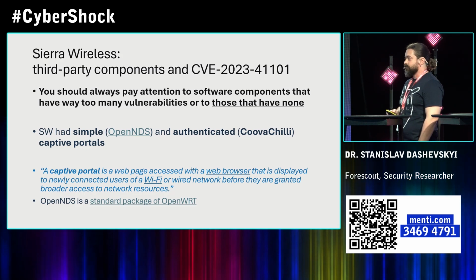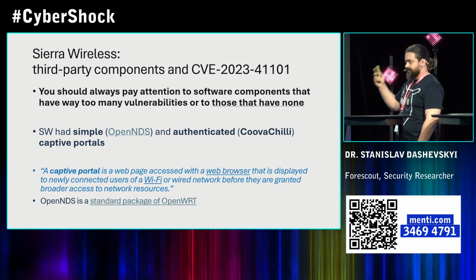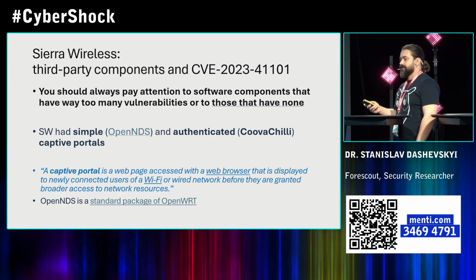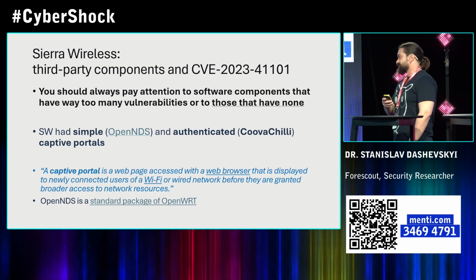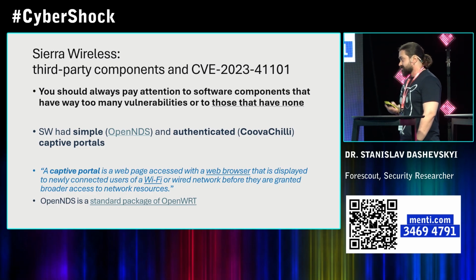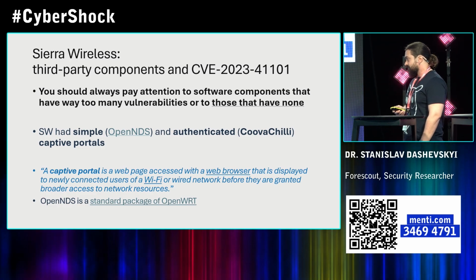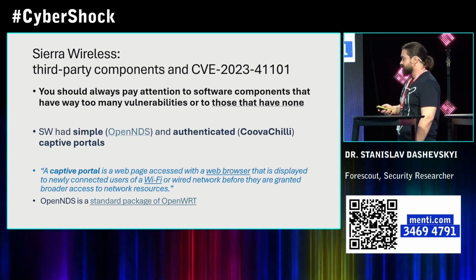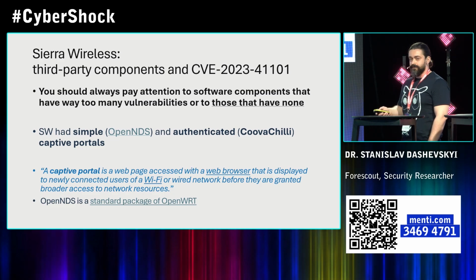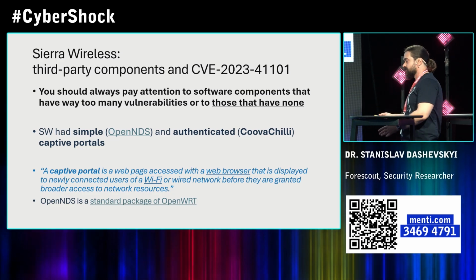We had found that Sierra Wireless is using OpenNDS, which is an open source component used for setting up captive portals. So basically, in a hotel, you connect to the free network, it gives you a pop-up, you insert a fake email address, a fake name, and then it lets you through to the internet. This is exactly what it is. It's also interesting to note that this component is a standard package of OpenWRT, so they just carry it over.